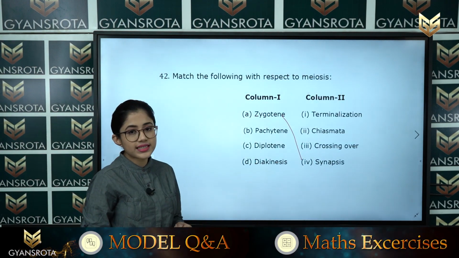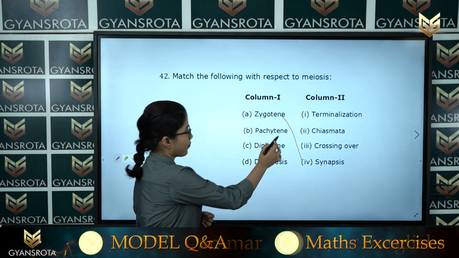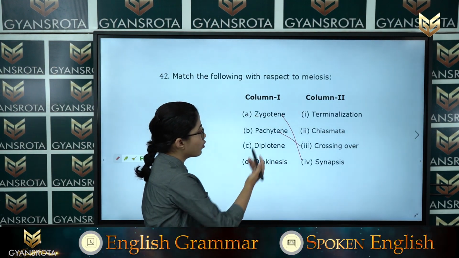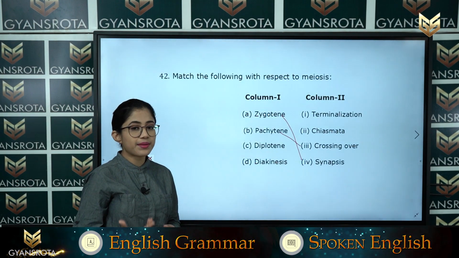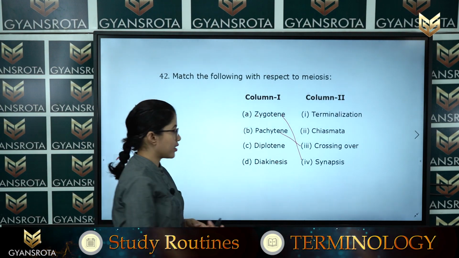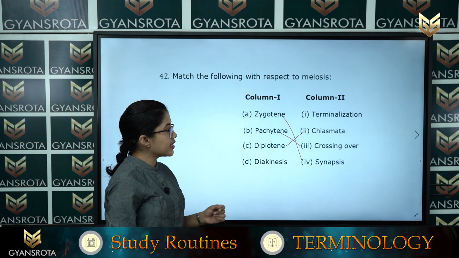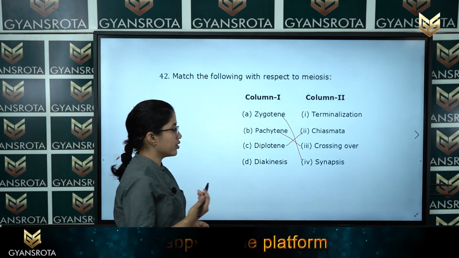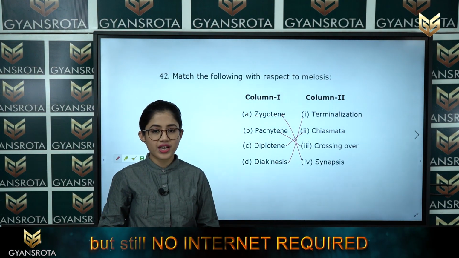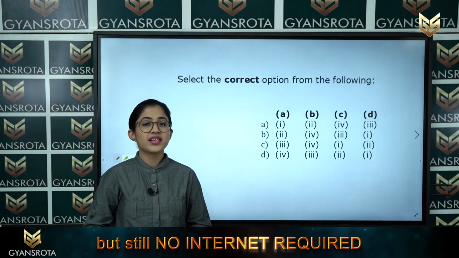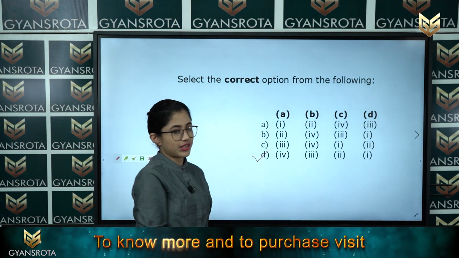Next is pachytene. What happens during pachytene? There is crossing over. Now, the next is diplotene. During diplotene, an X-shaped structure forms that we call chiasmata. So, it will match with this. And the last one is diakinesis, where terminalization occurs. So, it will match with this. So, this is the correct match. Now, let us see what options are given. Among these four options, option D is the correct one.